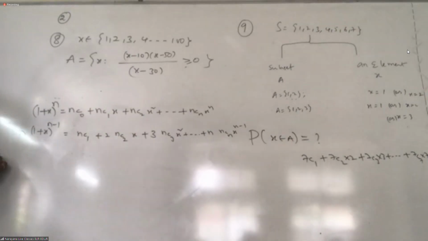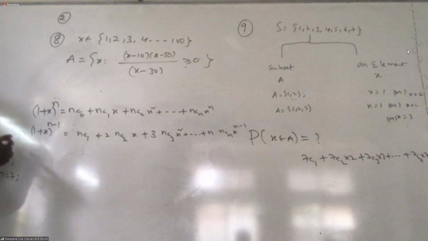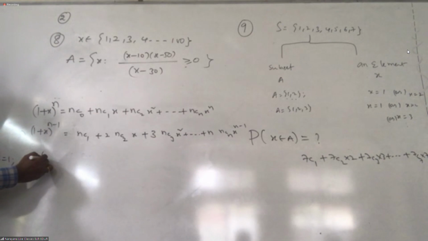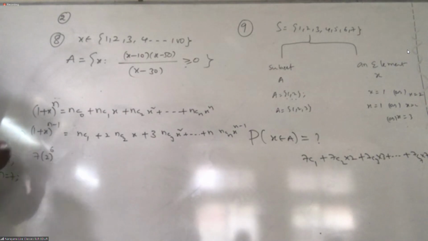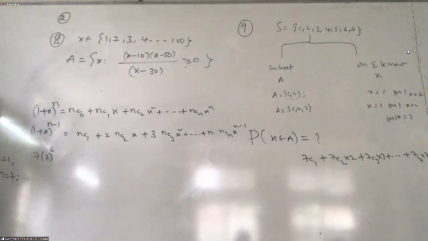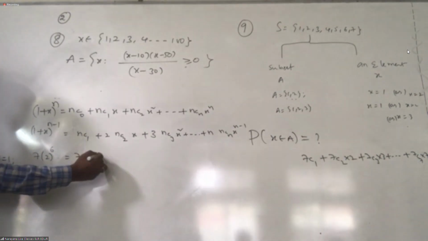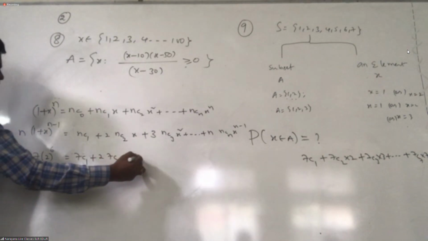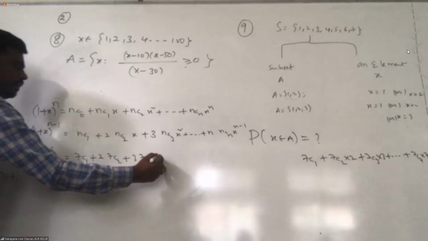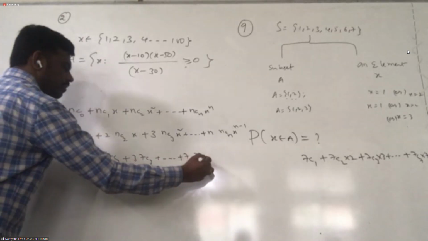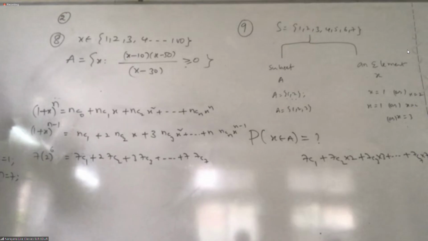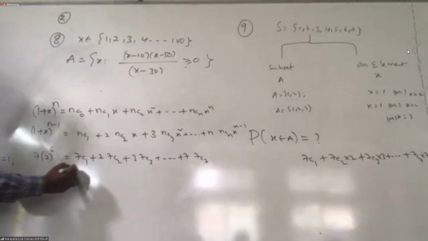Now I am substituting x equal to 1 and n is 7. Tell me what happened. 7 into 2 power 6 is equal to 7C1, 2 into 7C2, and 3 into 7C3, continuing up to 7 into 7C7. That is your favorable case, right? So what is this answer?